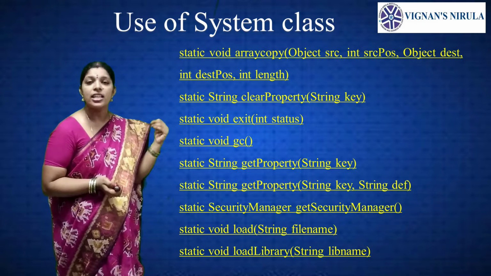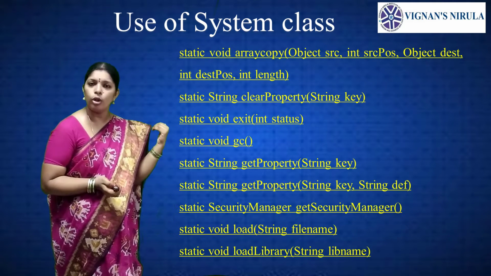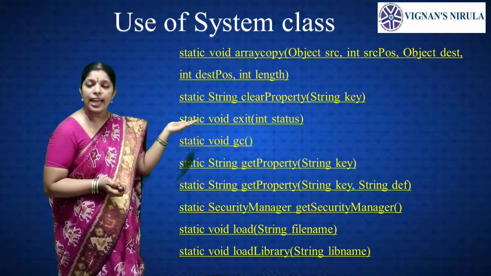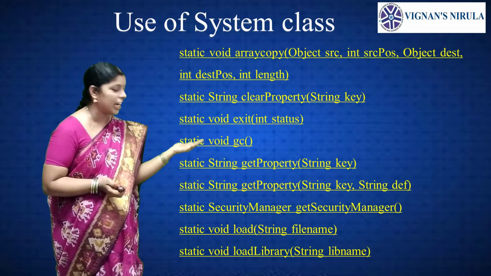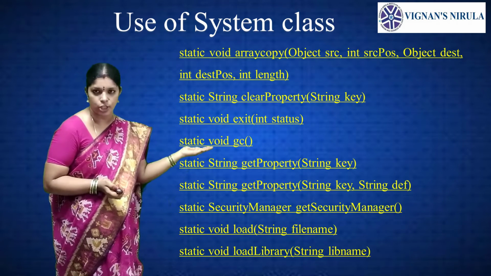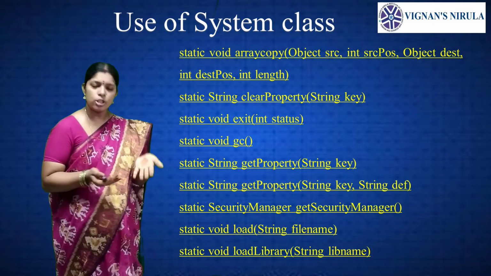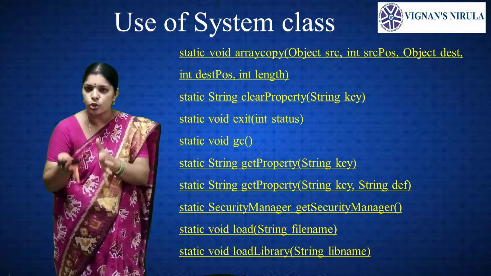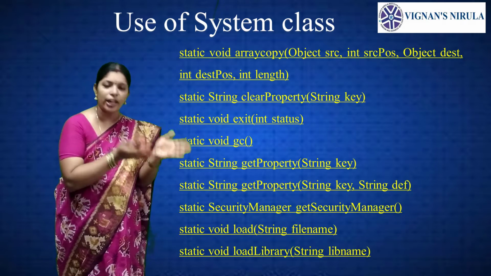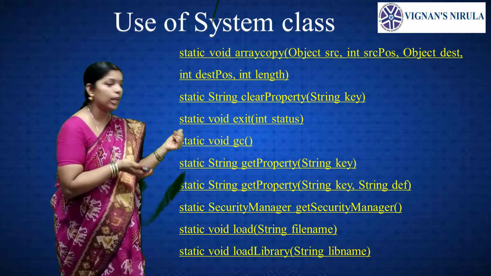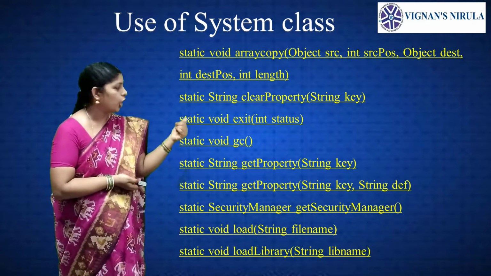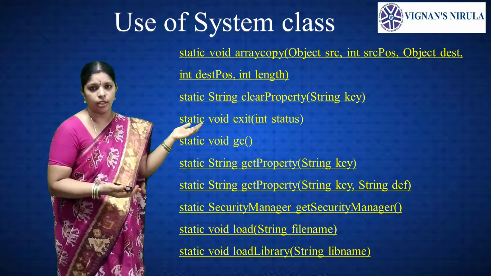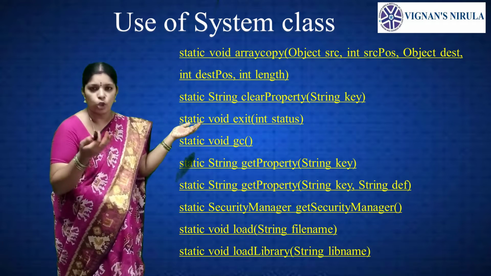The first one is static void arraycopy. Here we have Object src, int srcPos, Object dest, int destPos, and int length. By using this method we are copying an array from the specified source array to another array. The Object src defines which source array we have to copy.